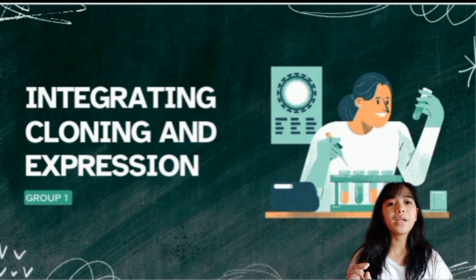There are two ways of cloning that can occur in a laboratory setup. These are artificial embryo twinning and somatic cell nuclear transfer.